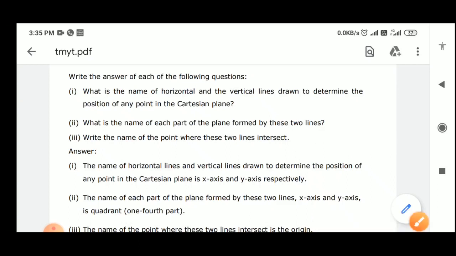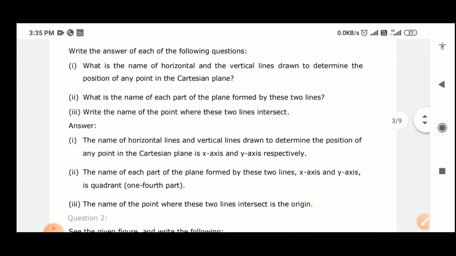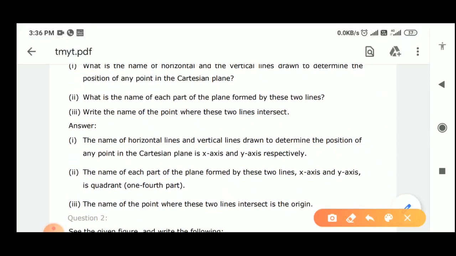Now part number 3: write the name of the point where these two lines intersect. These two lines intersect at point O, which is called the origin.